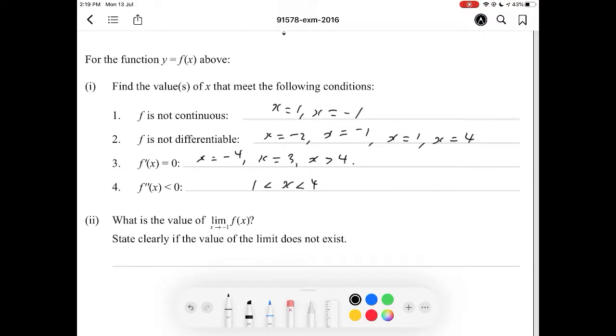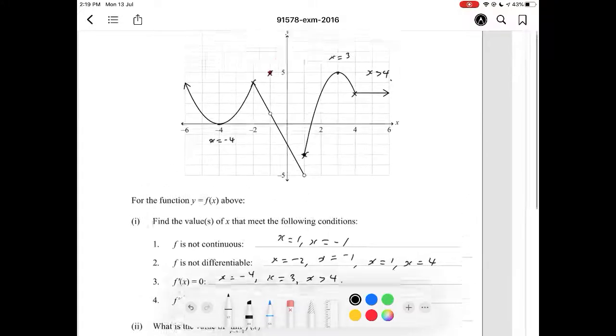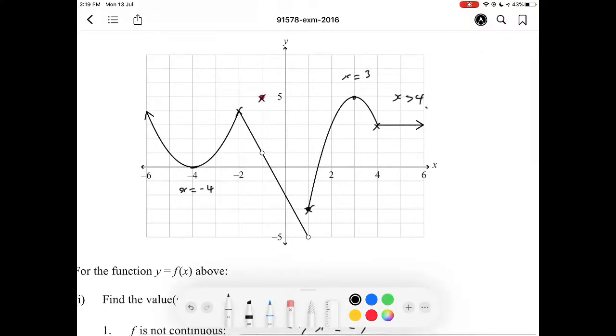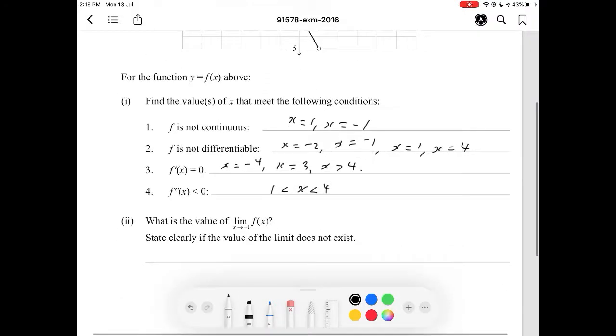Question II, what is the value of the limit when x approaches -1 of the graph f of x? At -1, we see that even though the value is not 1, both sides of the graph are approaching the same value, which means that there is a limit. In this case, both sides are approaching 1, so therefore the limit is 1.